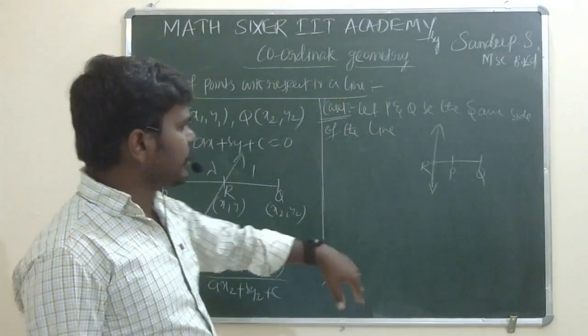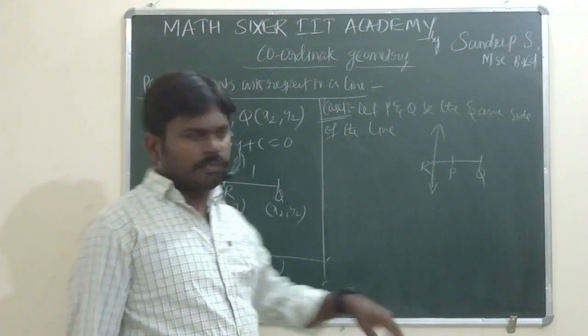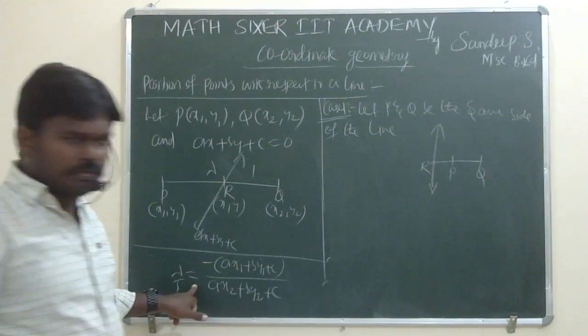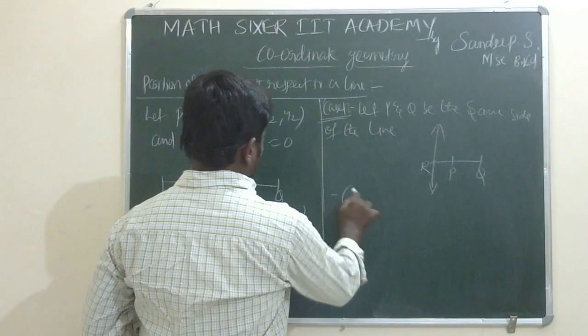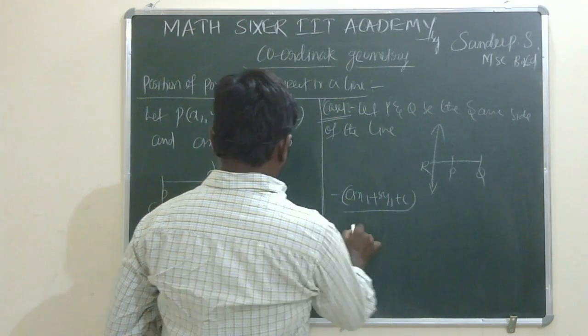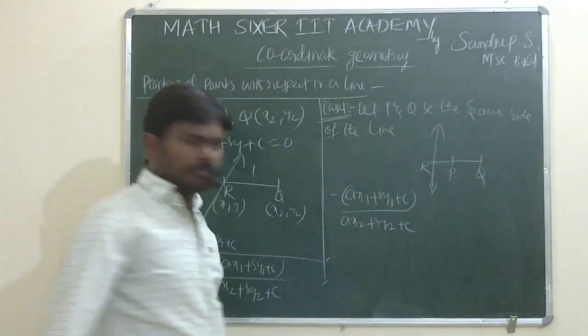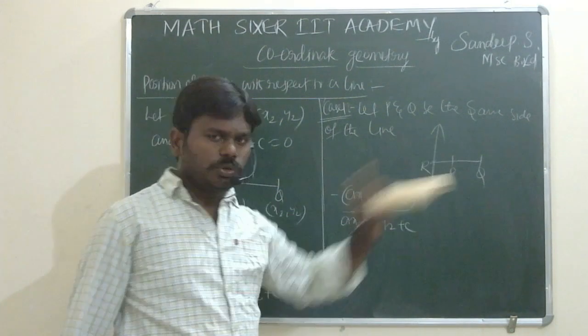When it is dividing externally, what will happen? The ratio is negative. So that means lambda is negative. So lambda value, first of all, let me write. Lambda is equal to minus (ax1 plus by1 plus c) divided by (ax2 plus by2 plus c). This value is negative because R is on the extension of PQ.